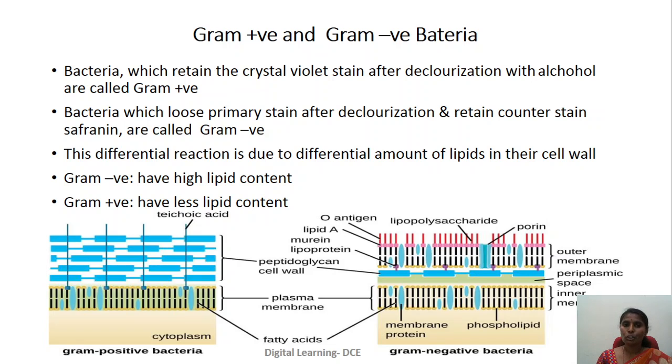Hence, gram-positive bacteria are purple in color and gram-negative bacteria are pale pink in color, which is mainly due to the differential amount of lipids as well as the peptidoglycan layer.